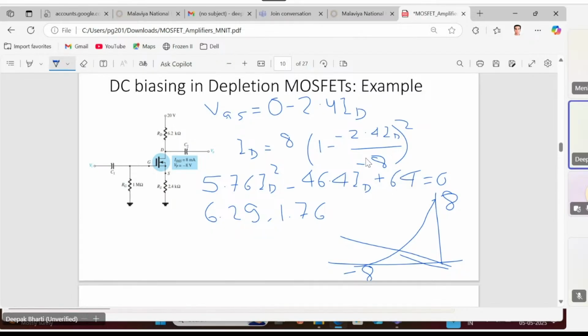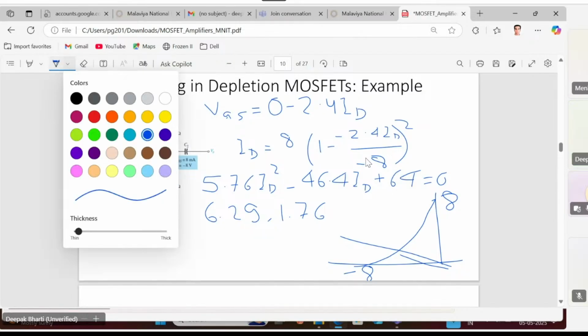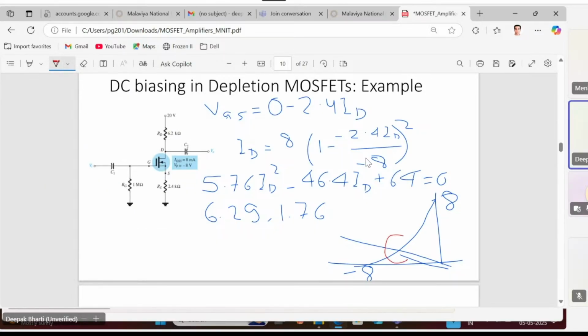And here we can see that the intersection is occurring here. This value has to lie in the lower half, which is less than 4. Of the two solutions we have obtained, the one less than 4 is 1.76. So 1.76 milliampere is the solution for this biasing network. Here ID is 1.76.